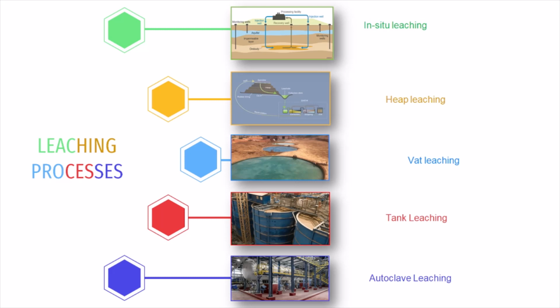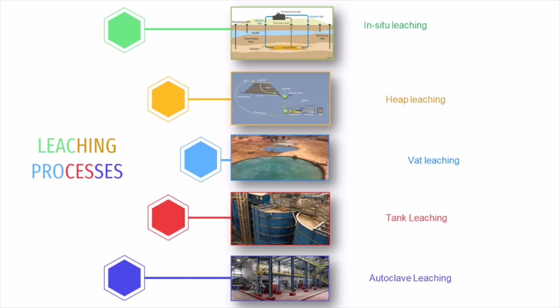The other process is heap leaching, whereby we crush materials from the run of mine. We crush the run of mine into small chunks, then we heap it. Then we sprinkle a solution of our leaching agent, which then dissolves the wanted mineral, forming what we call a pregnant solution.